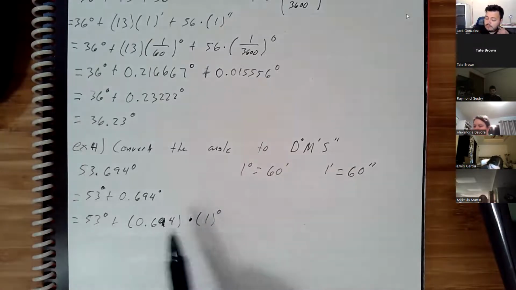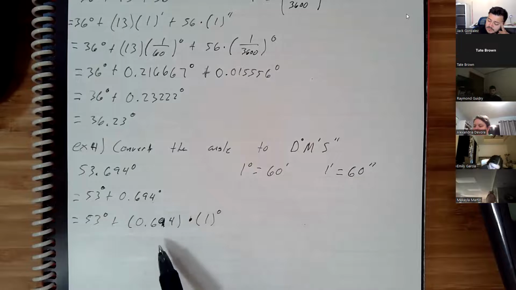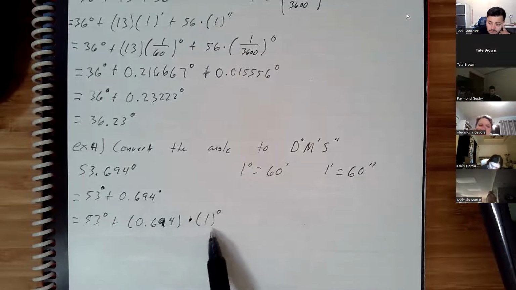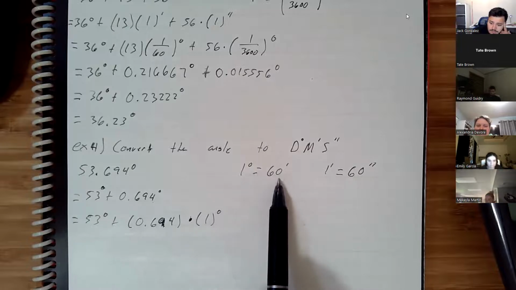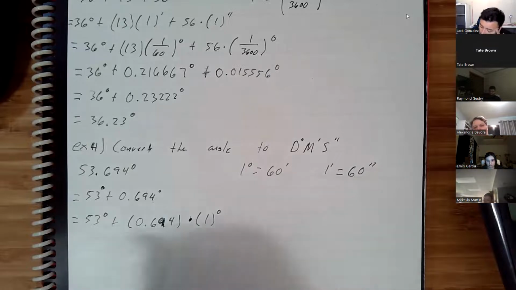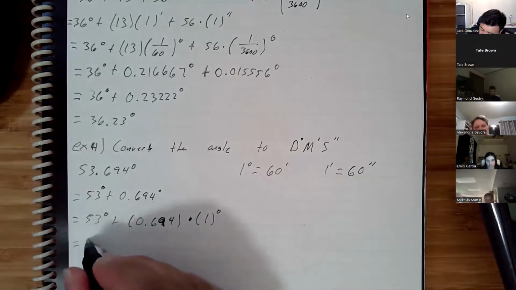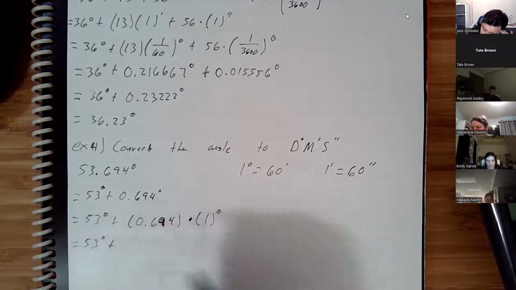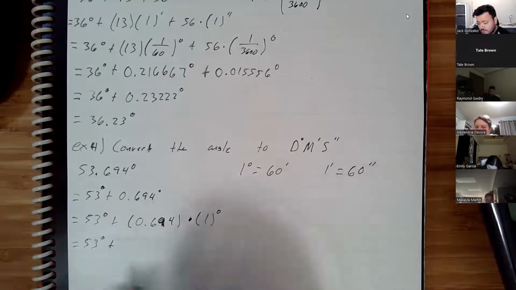So do you agree that 0.694 degrees is the same as 0.694 times 1 degree? That's the same thing, right? So we're going to plug in like we did the last example. Plug in the 1 degree for 60 minutes. Here, we're not messing with that 53 at all. I'm just going to come along for the ride the whole time. Just don't even worry about this.